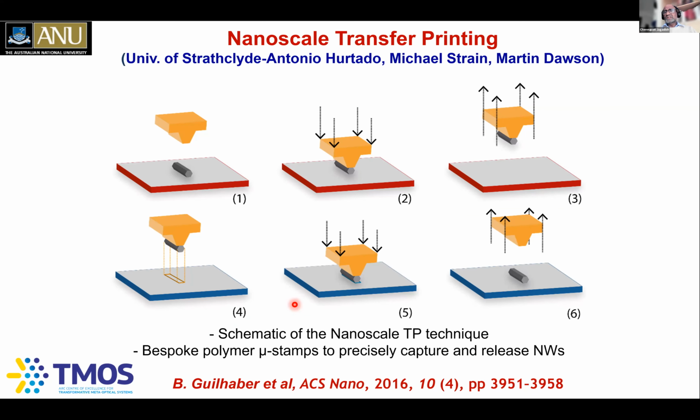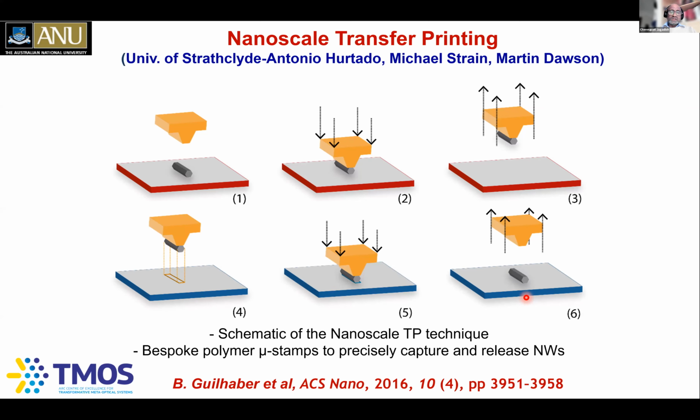So what are we doing with these lasers? This is a technique developed by my colleagues at University of Strathclyde, Professor Martin Dawson, Professor Michael Strain and Professor Antonio Hurtado. They developed a technique called nanoscale transfer printing. They come up with a PDMS stamp, and then they can pick up the nanowire and drop it wherever you want, at a precise nanoscale location, for example.